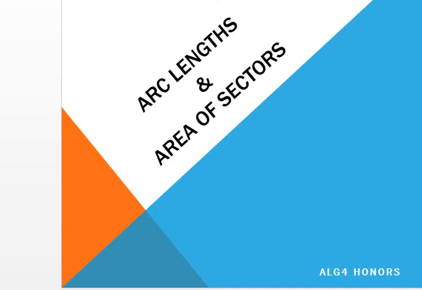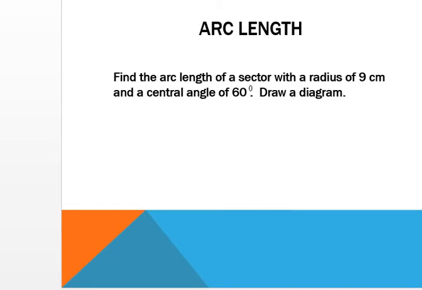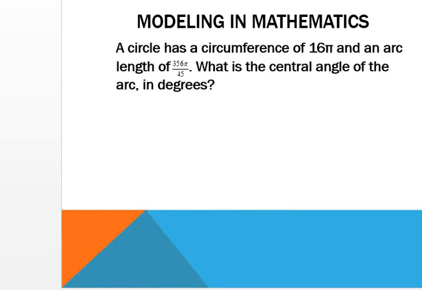Okay, your next one. Okay, a circle. We're going to actually use it from the PowerPoint, the exact one. So give me 1 second here. I'll pull this up here. Okay, this one, please write this down. A circle has a circumference of 16 pi and an arc length of 356 pi over 45. What is the central angle of the arc in degrees?